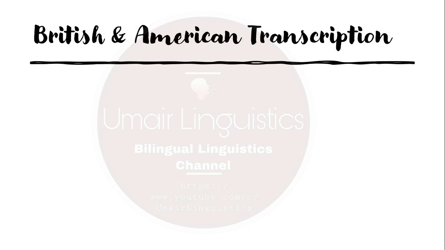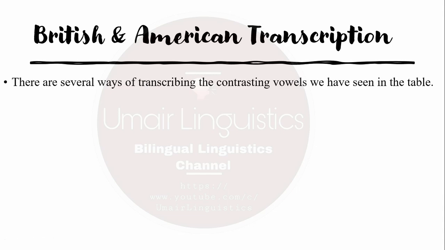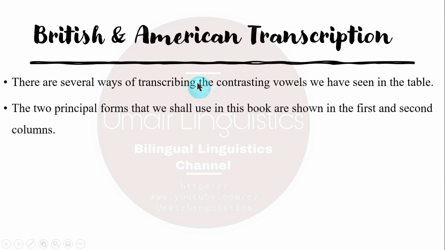So the first issue is British and American transcription. There are a lot of ways we can transcribe the contrastive vowels in British and American English. As we have seen in the table, let me show you again after a while. We shall use two principal forms throughout this book. We are following the book A Course in Phonetics, so we will constrain ourselves to that book unless we start something new, or feel that we have to look at some other aspects as well. I shall make separate lectures on such topics.